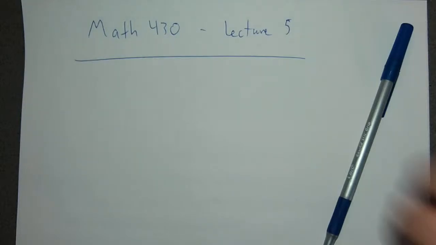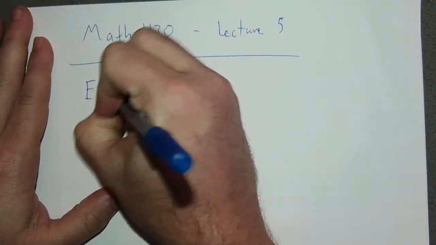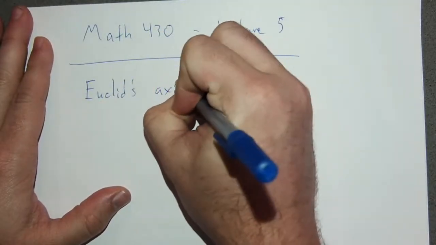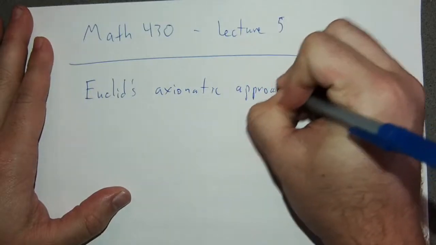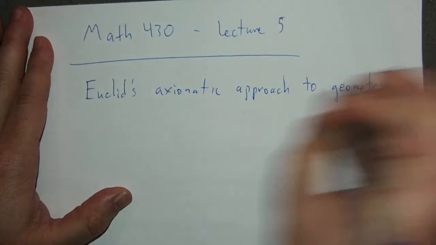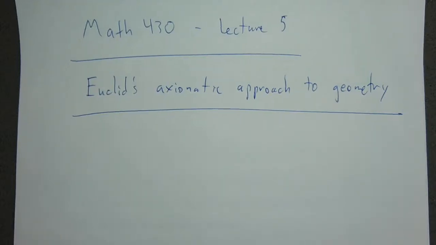Okay, so now the topic of chapter 2 is Euclid's axiomatic approach to geometry. As I already mentioned, over the course of this chapter we're going to go through all of the things that Euclid introduces as his axioms, and I'll isolate the most important thing right off the bat.